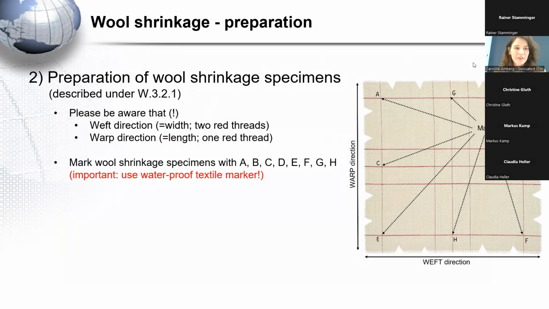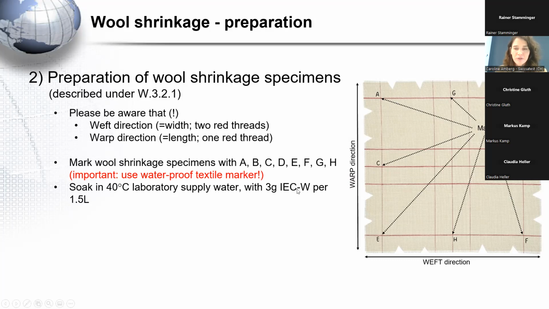Now, next step is the marking of these wool shrinkage specimens with A, B, C, D, E, F, G, and H. Here it's important to, again, check if you really have the weft and warp direction in the right position. And also important is to use a waterproof textile marker. Personal experience. Yeah, to make sure that you really see the marks again after these 4 test runs.